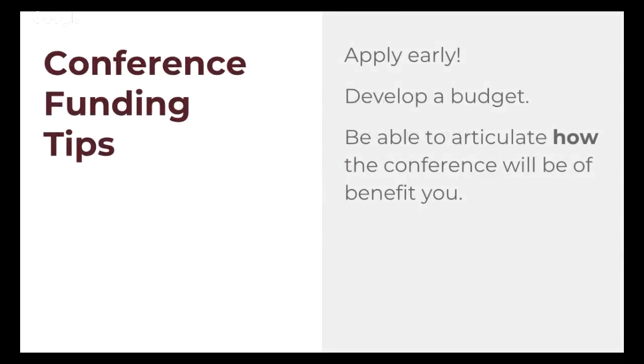So some final tips for funding: apply early or anticipate the application date. Don't wait until the last minute. Develop a budget of how much you're expecting the conference to cost, because I know our department's request asks for a budget. And then be able to articulate how the conference is going to benefit you, because by being able to articulate that well, you're more likely to convince them to give you money. If you can actually put that into words, that's going to benefit you, whether or not they ask you questions, which most of them do ask some type of question about the conference or why you're attending.